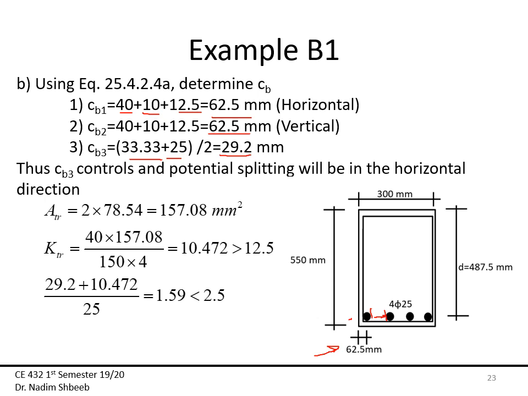Okay, so for that, the effective ATR are actually this leg here and this leg here. So I'm using 2 times the area of phi 10, which is 78.54 millimeters, and I'm getting 157.08. So KTR is equal to 40 times 157, which is my ATR, over the spacing, as I said, was constant, which is 150 times 4, and that's going to be 1.04, which is less than 12.5. Now by that I can calculate the CB plus KTR over dB. It's 1.59, which is less than 2.5.